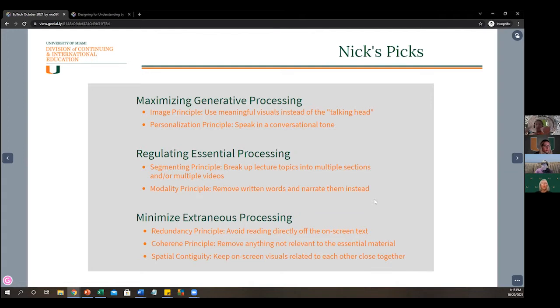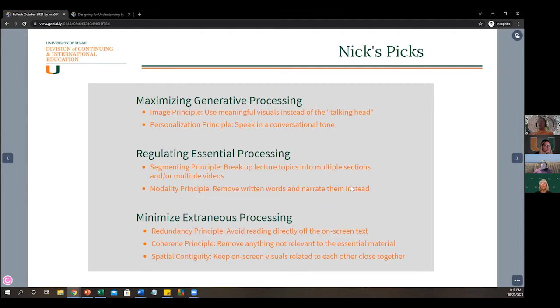So the brain is going to process it double. And what winds up happening is that they compete for which channel is going to process the information, the eyes or the ears, and they sort of cancel each other out. So that's when you might want to use bullet points and then expand on them in narration, or just remove on-screen text altogether and narrate it instead, and then maybe provide a script for ADA compliance.